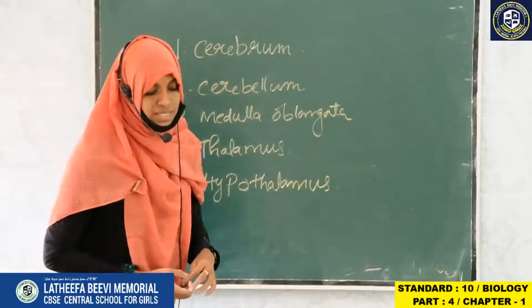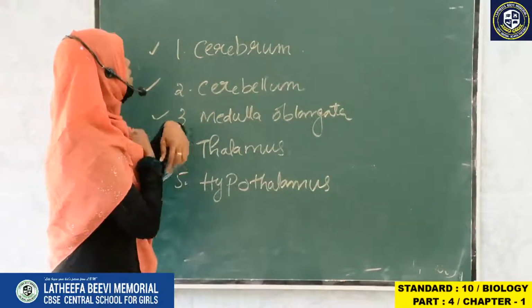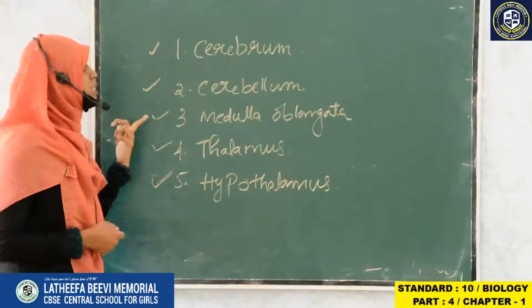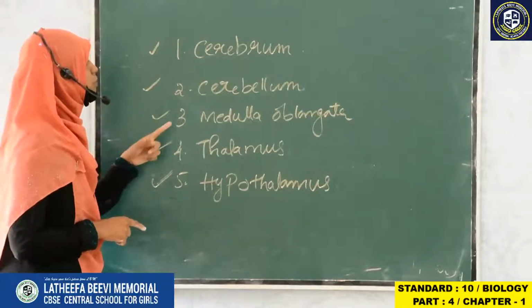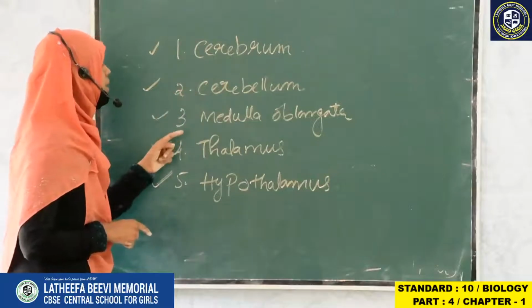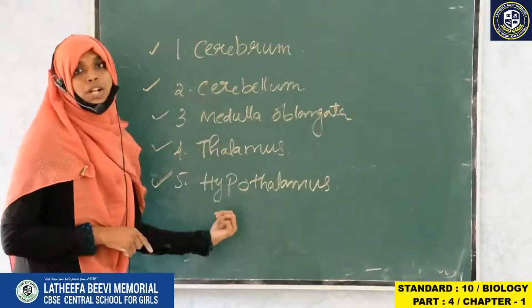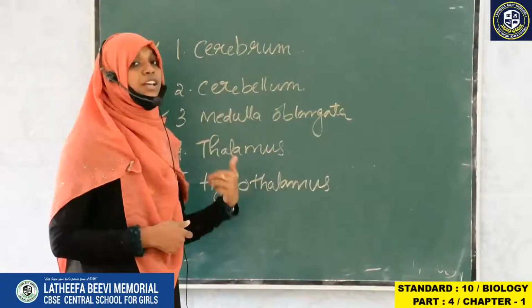In the next class we will discuss the parts and their functions. So now we can wind up the class. In this class we discussed the parts of the brain: cerebrum, cerebellum, medulla oblongata, thalamus and hypothalamus. In the next class we will discuss the parts and functions deeply.